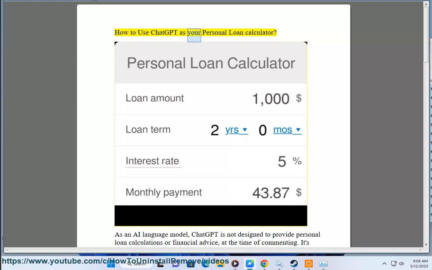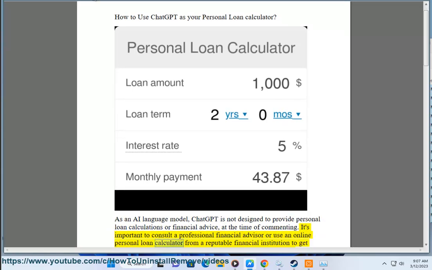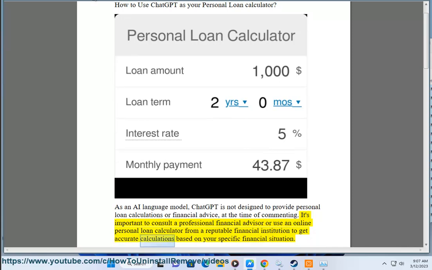How to use ChatGPT as your personal loan calculator. As an AI language model, ChatGPT is not designed to provide personal loan calculations or financial advice at the time of commenting. It's important to consult a professional financial advisor or use an online personal loan calculator from a reputable financial institution to get accurate calculations based on your specific financial situation.